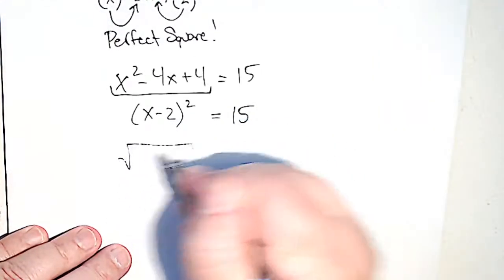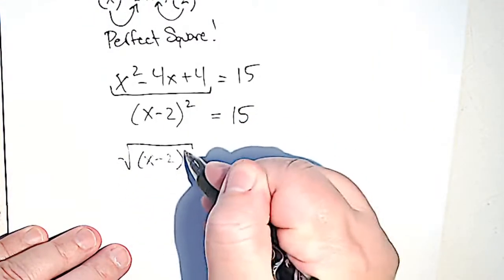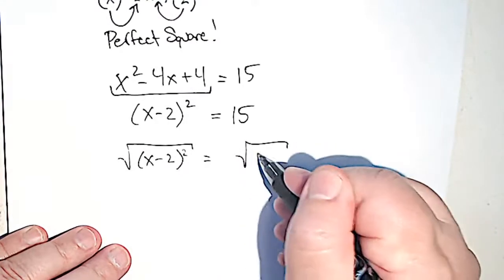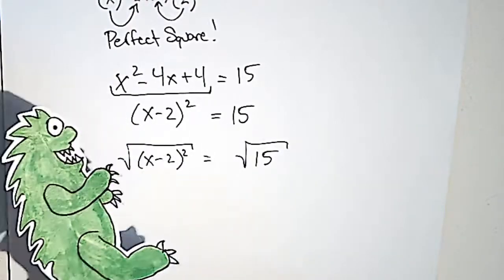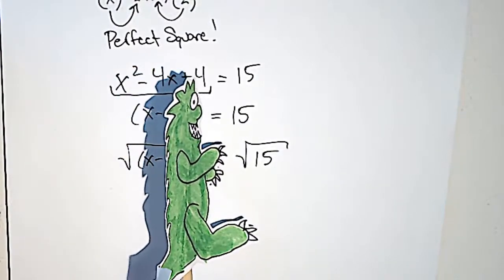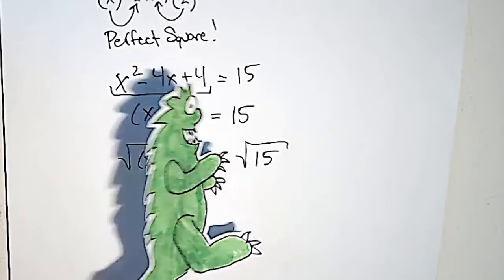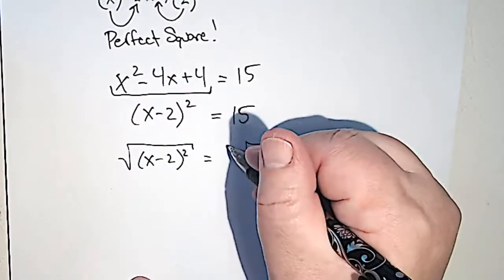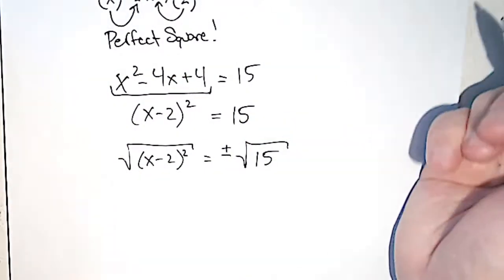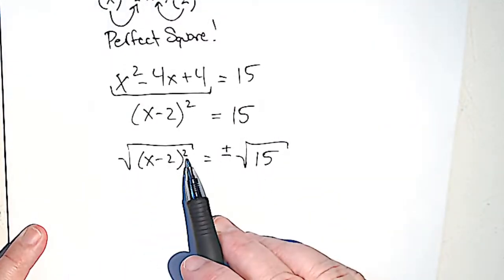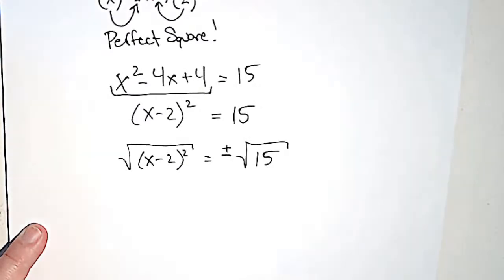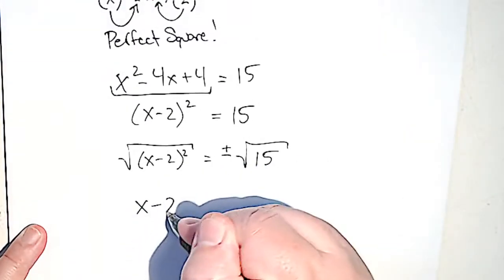I'm going to square root the left. I'm going to square root the right. And you know who's going to show up? You guessed it, Godzilla. And Godzilla points out very gently, there should be a plus or minus right there. And you're right. Thank you so much, Godzilla. I love it when I get guest stars on this show. Okay, square root of something squared, cancel each other out. I get x minus 2 on the left.